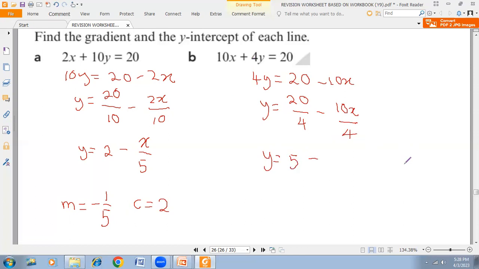You will actually get 2.5 in decimal. If not, you can maintain it with fraction, 5x over 2. So gradient m is negative 5 over 2, or negative 2.5. C is 5, just the number of it.